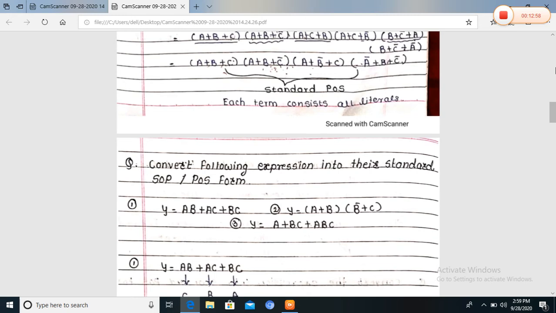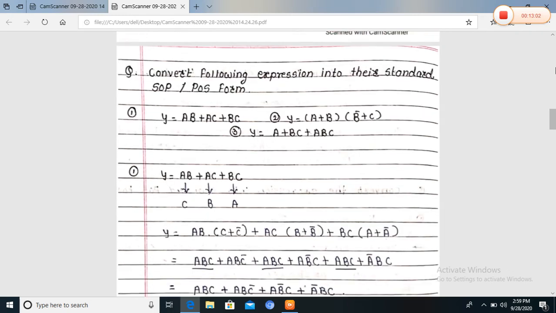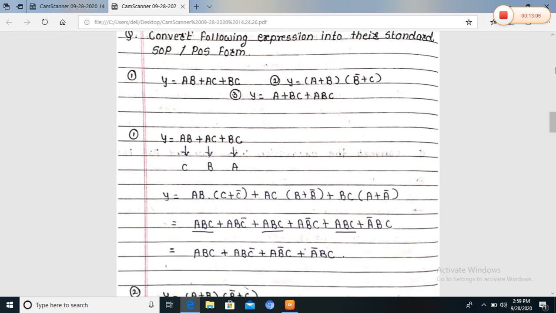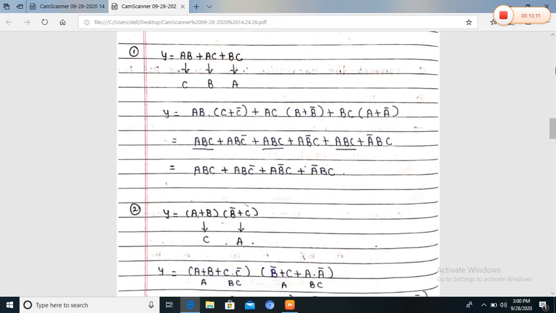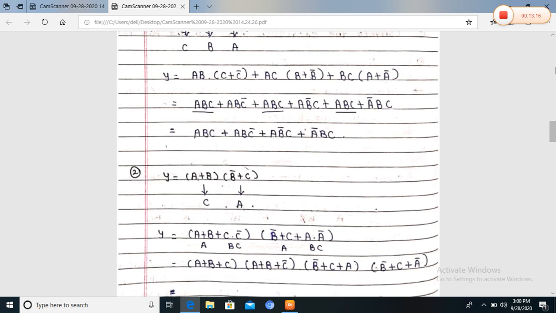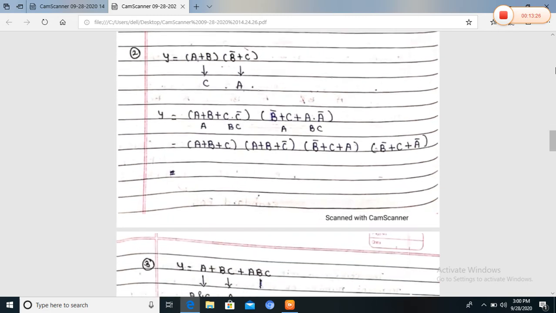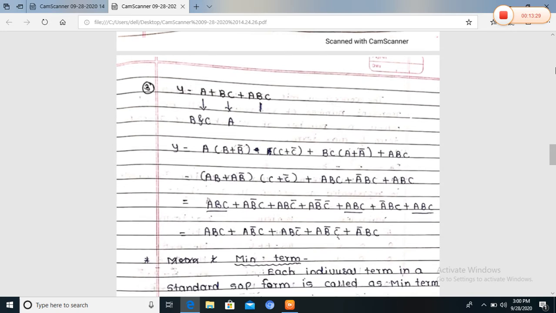These are the examples. You have to solve these examples as practice, the conversion of SOP to standard SOP and POS to standard POS. For SOP to standard SOP, follow those steps for the SOP expression, and for POS to standard POS, follow those steps for the POS expression. You have to solve these for practice.